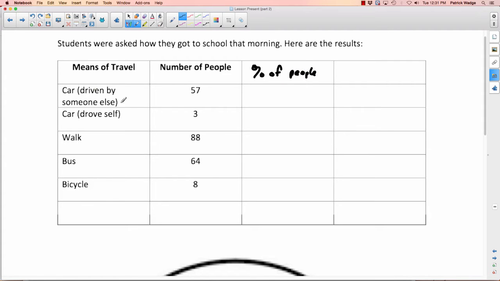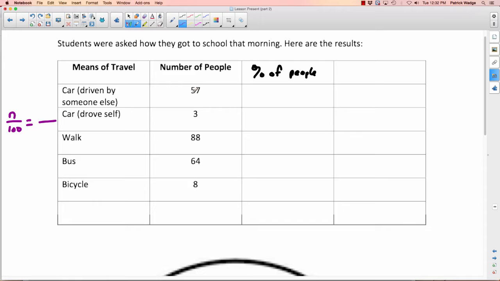So for the car driven by someone else, we know there's 57 people. Now, let's set up our proportion. I'll set it up over here. I'm going to kind of squish it in. So we can always put 100 in here. Do we know the percent? No, that's what we're trying to find. So I'll put n for the unknown here.